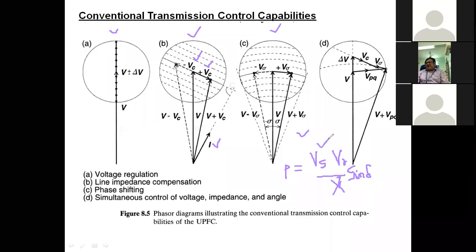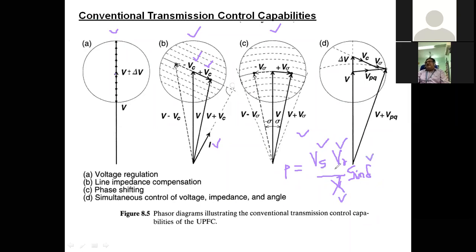So it depends on the sending end voltage, receiving end voltage, reactance of the transmission line, and sine delta, the phase angle difference between the sending end and receiving end. This is changed. Now we consider delta plus or minus sigma. So this is the phase shift introduced in the system. You can see that this sigma is introduced here, either positive or negative.